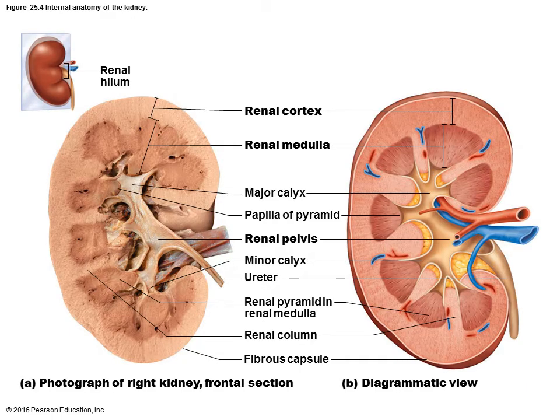So in the cross-section of the kidney here, you can see once again the renal cortex being that outermost superficial layer, and then the renal medulla. As I said, you can see the pyramids, the papillae, the tip of the pyramid that points to the minor calyx, the larger area. Then several of the minor calyces flow into that larger area called the major calyx, and the major calyx is going to flow into the renal pelvis, which then flows to the ureter.